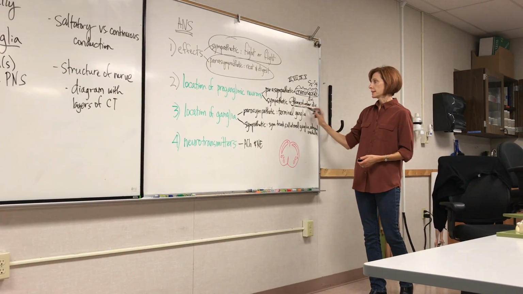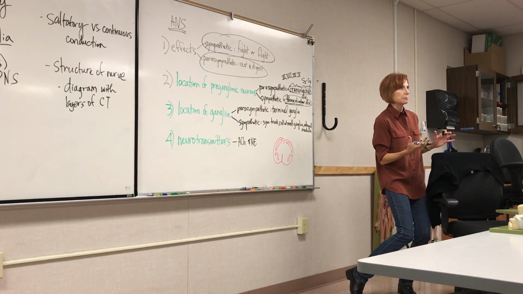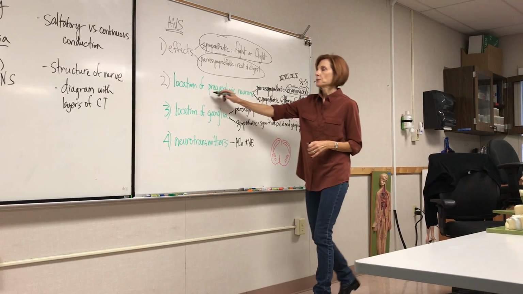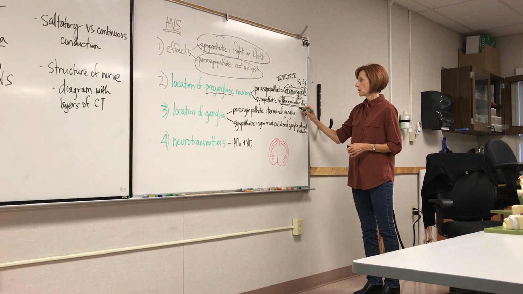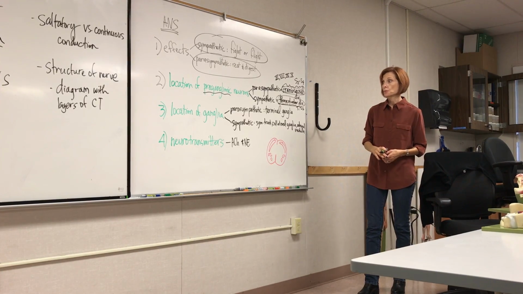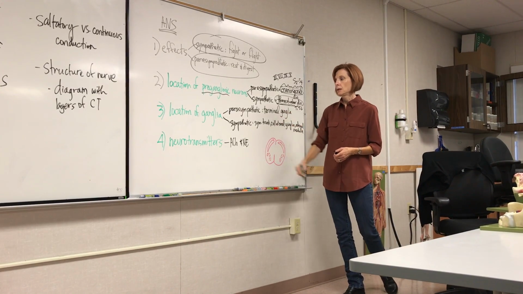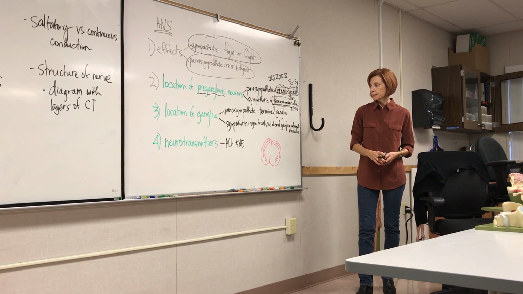Okay, for sympathetic, again, just memorize thoracolumbar, and that will at least help you to remember that the preganglionic neurons are from T1 through L2 for sympathetic. Okay, and then know the ganglia and the neurotransmitters. Okay, and that is it.